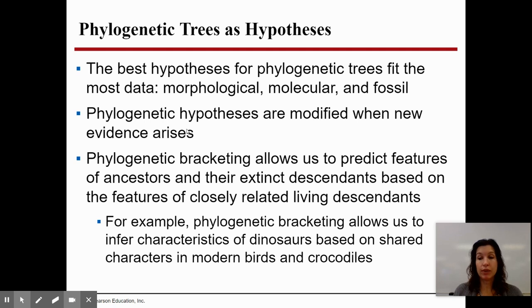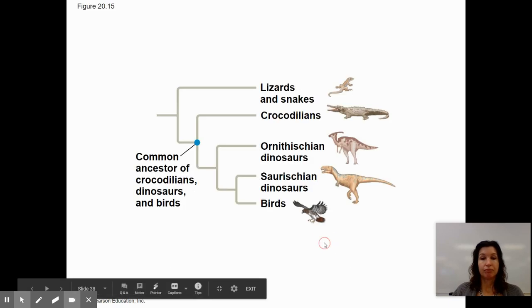So we want to look at the most data possible: morphological, which is again structures like homologous structures; molecular, meaning DNA or proteins or amino acids; and then fossil records. These can be modified. So we come up with these phylogenetic trees. They are hypotheses. They can be modified if we find a new fossil, if we're able to recover DNA from an ancient species. And bracketing allows us to predict features of ancestors and their extinct descendants based on the features of closely related living descendants.